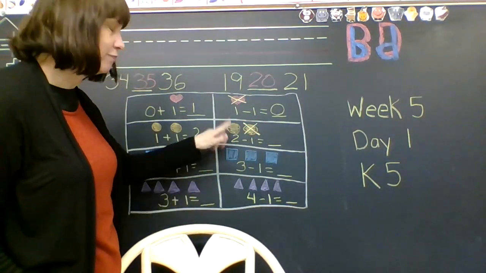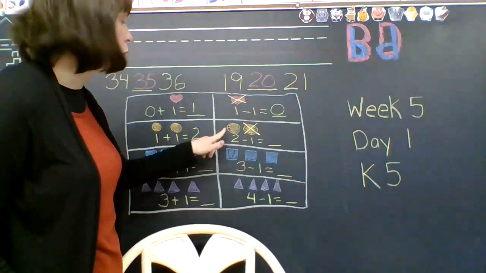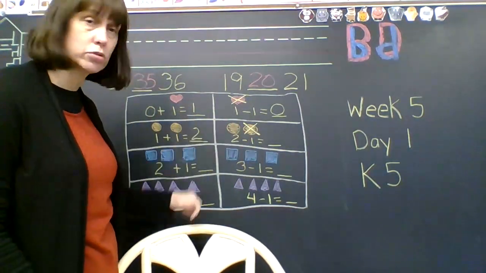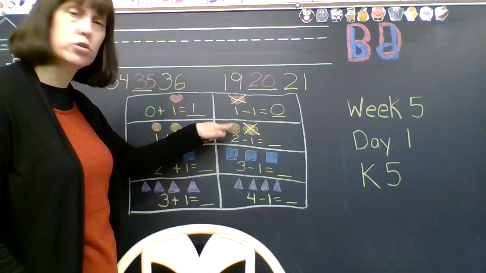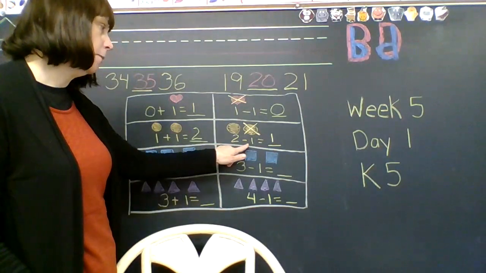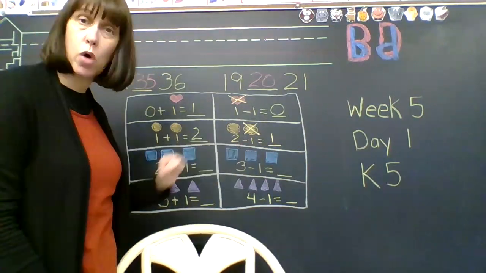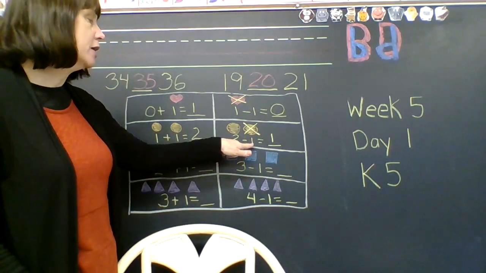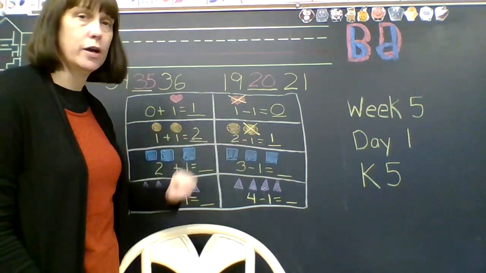1. Sorry, they're not hearts, they're circles. 1 circle. 2 circles minus 1 circle. How many circles are left? 1, just 1 circle. So, 2 minus 1 equals 1. Say that with me. 2 minus 1 equals 1.